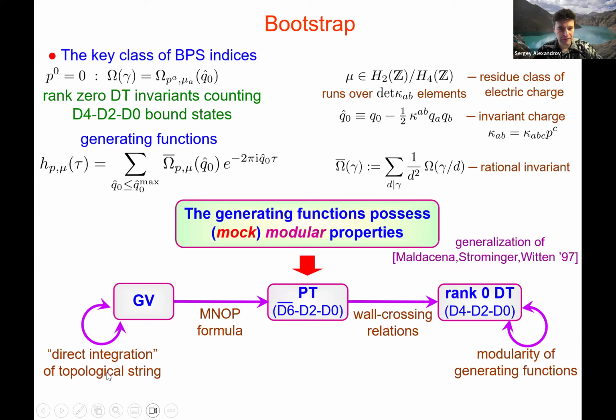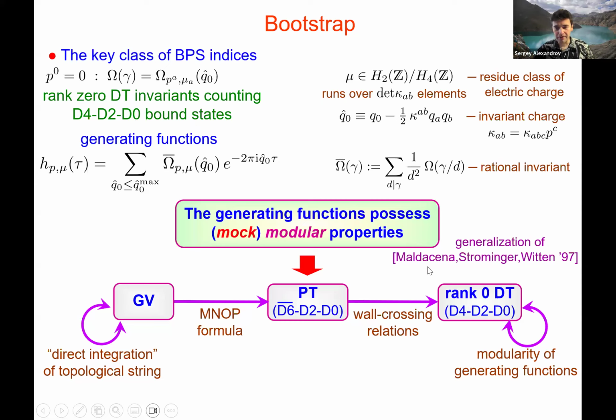So you start by finding GV invariants using direct integration of topological string. Then you use the MNOP formula to get PT invariants. And then there are some non-trivial wall-crossing relations which allow us to compute some finite number of rank 0 DT invariants, so these D4, D2, D0 bound states.